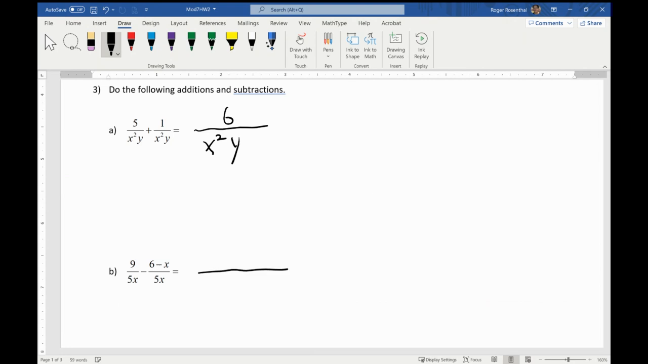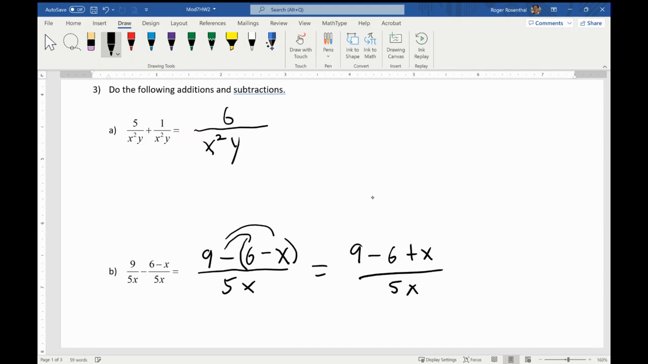This one here, you copy over the common denominator, and you might think it's going to be 9 minus 6 minus x, but that's not correct. It's close, but it's not correct. You need to be subtracting the entire numerator. And the way you indicate that is by putting the numerator in parentheses. And now that it's in parentheses, you need to distribute the minus, and you get 9 minus 6 plus x over 5x. And that gives you 3 plus x over 5x, and you are done. You cannot cancel these. You are done.